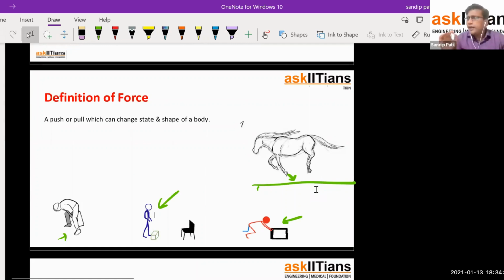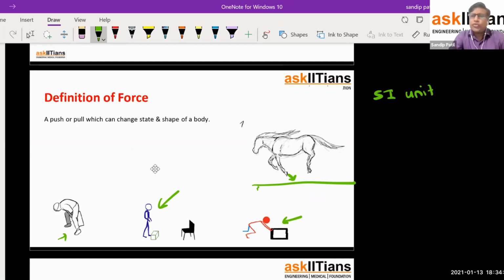Okay, now tell me one more thing. We must have heard something called SI unit. Every quantity has some SI unit. What is the SI unit? Or let's say any unit, right?